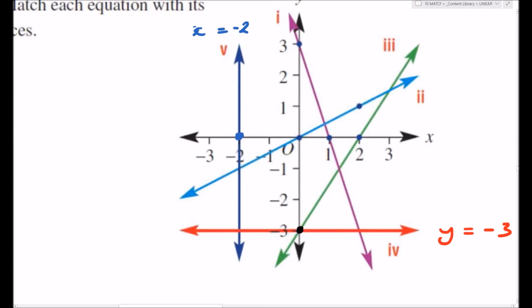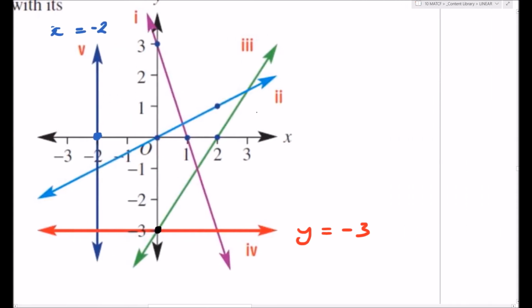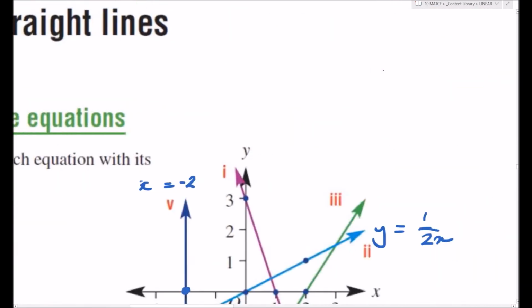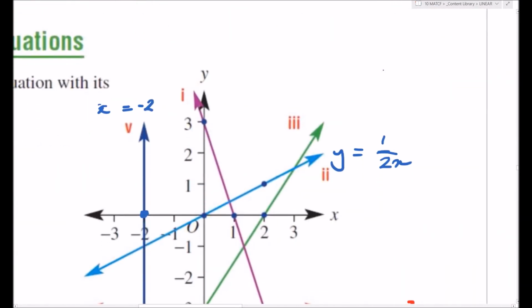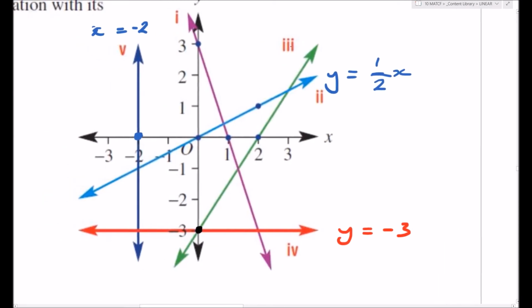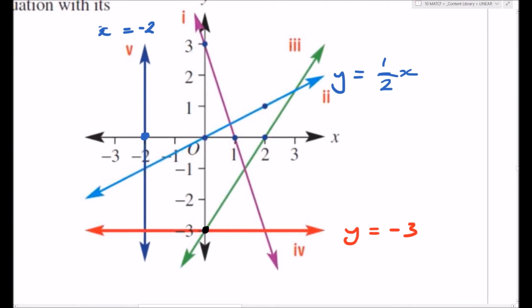Y equals 1 over 2x is this light blue line, sorry. So let's write that down here. So just 1 over 2x. Doesn't matter where you put the x really, but I'll just leave the x on the side. Let's make it nice and easy to look at. So now you might be wondering, why is that the case?